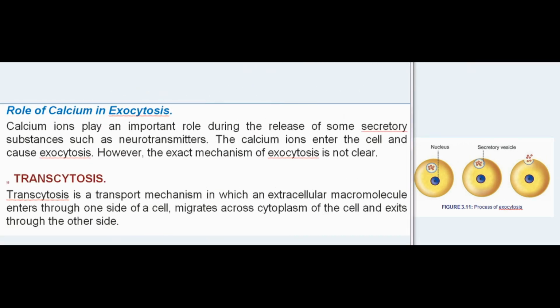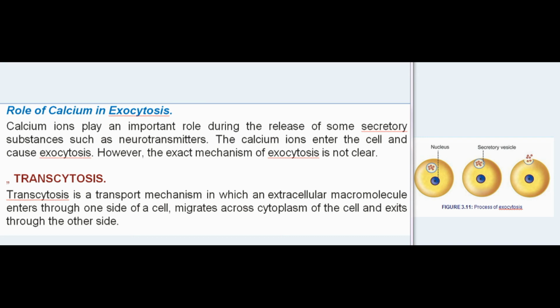Role of calcium in exocytosis. Calcium ions play an important role during the release of some secretory substances such as neurotransmitters. The calcium ions enter the cell and cause exocytosis. However, the exact mechanism of exocytosis is not clear.